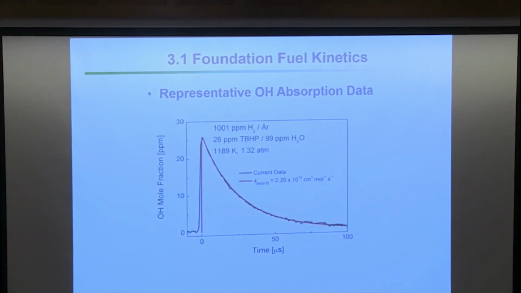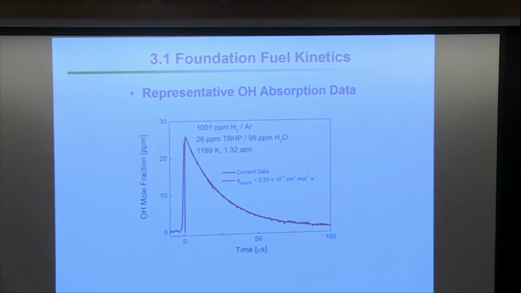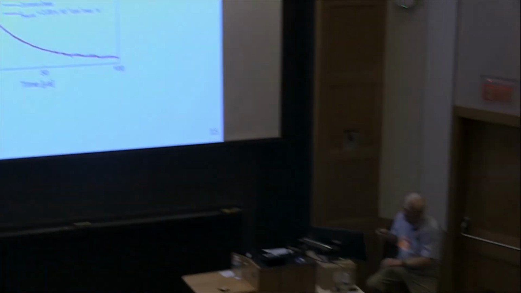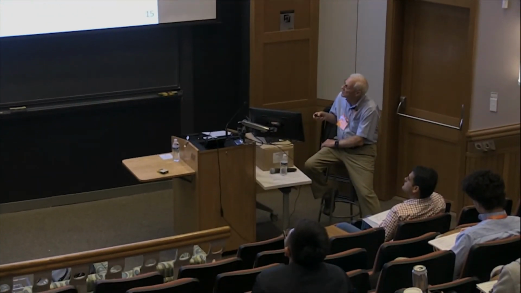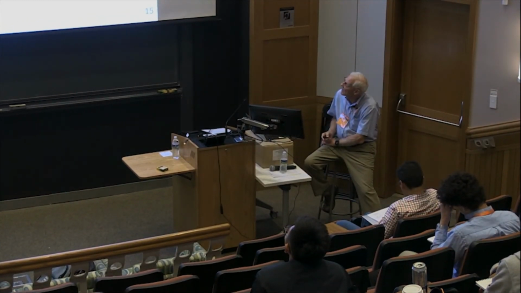There's an experiment at 1,000 ppm of hydrogen, 26 ppm of TBHP. You see the rapid formation of the OH, boom, and it goes away. And as it goes away, you can model it as if only one reaction is taking place. In reality, we always model it a little bit more sophisticated than that. But the point is, this is as close to the gold standard for reaction rate work as you can get.